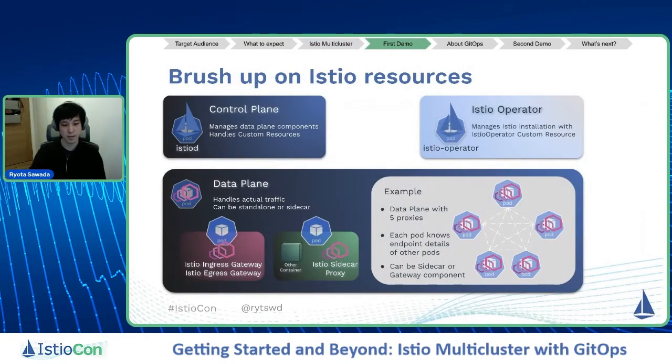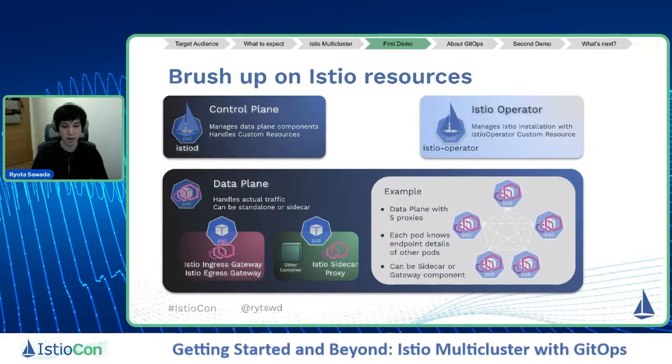So for getting started, let's quickly touch on Istio resources: control plane, data plane, and Istio operator. Istio operator is both a custom resource as well as a standalone service. The service is used for Istio installation, but is optional. We will not cover too much about Istio operator today, but we will see it in action. The custom resource is used for Istio CTL control as well, and we will have a further look at it later.